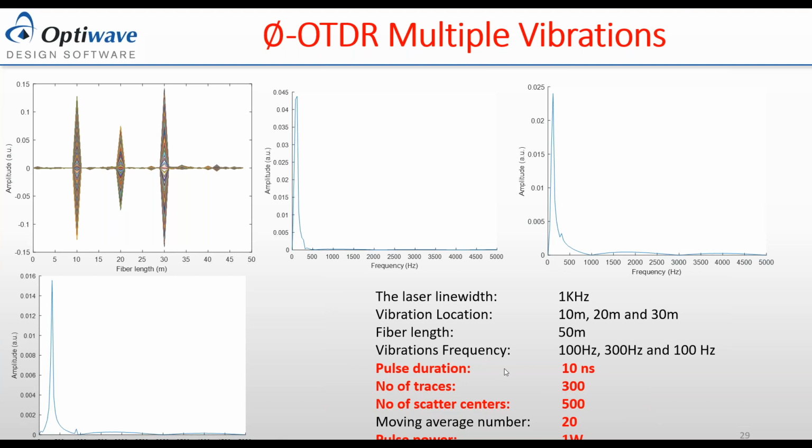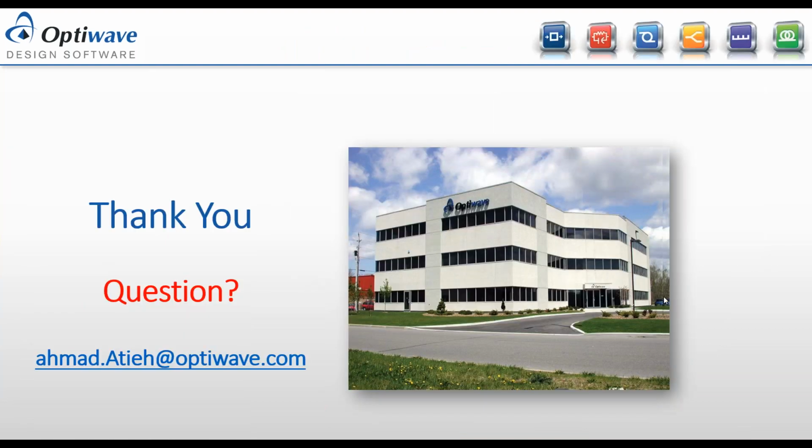This is some kind of settings with which you can control the laser line width. So you can control the number of vibrations in the model. You can have one vibration or multiple vibrations. You can control the line width of the laser. You can control the frequency. You can control the length of the fiber, the number of scattering. So you have lots of flexibility in this model. Again, we're going to make a separate webinar on the Phi OTDR very soon.